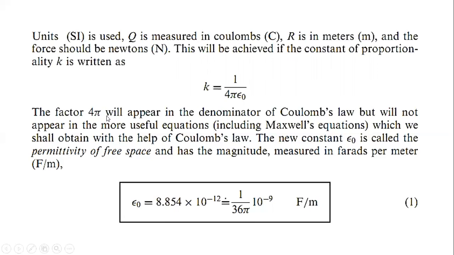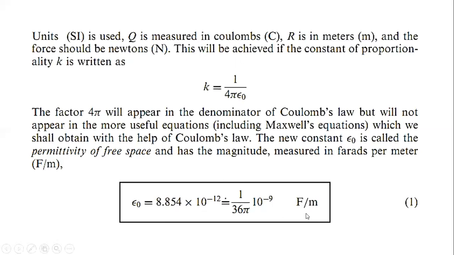The factor 4 pi will appear in the denominator of Coulomb's law, but will not appear in more useful equations, including Maxwell's equations, which we will obtain with the help of Coulomb's law. So this term 4 pi will only appear in the denominator of Coulomb's law, but when we extract Maxwell's equations with the help of Coulomb's law, this factor will not appear there. The new constant epsilon naught is called the permittivity of free space and has the magnitude 8.85 into 10 raised to power minus 12 farad per meter.